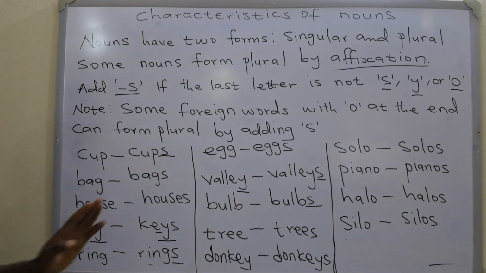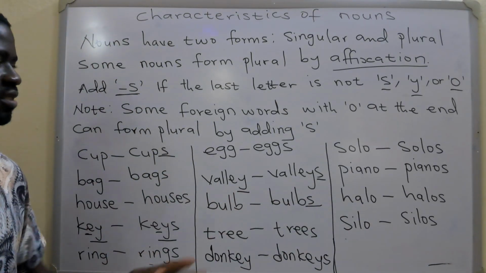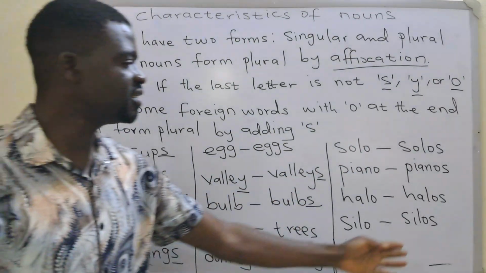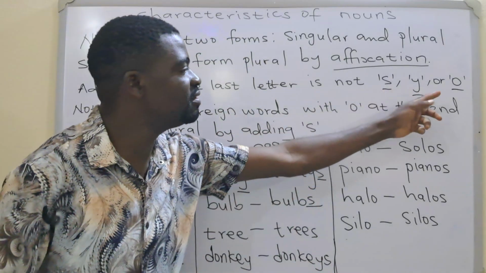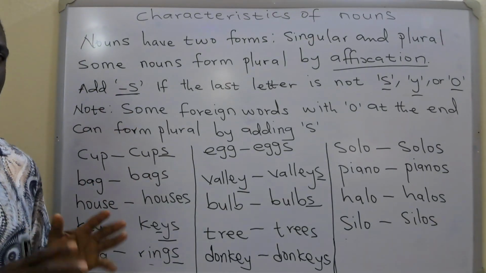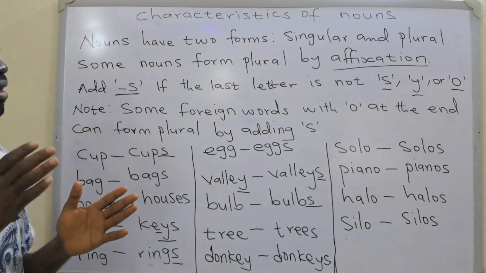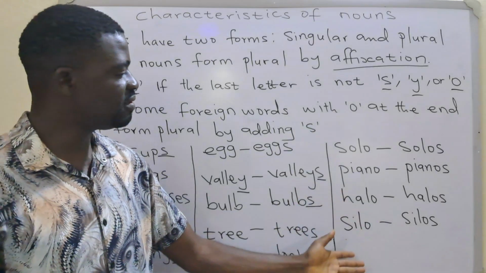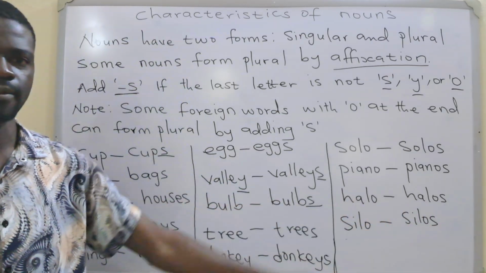Then you also notice that down here, there are some words. These are nouns ending in O, and they are forming their plural by simply taking S. And why is this so? Because I've listed O as one of the ending letters that will not take S to form plural. But here, there are nouns ending in O, and they have S to form their plurals.